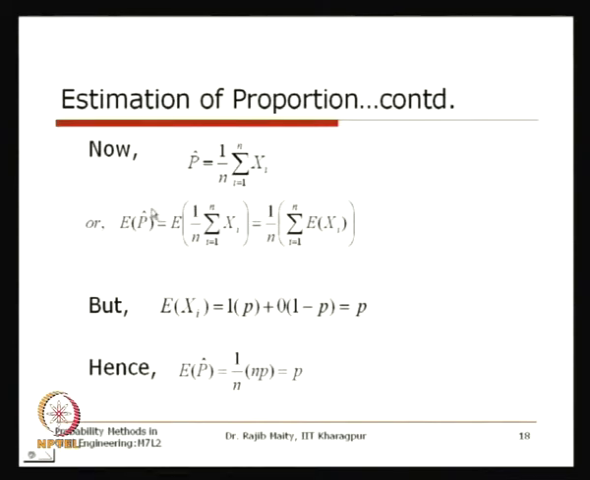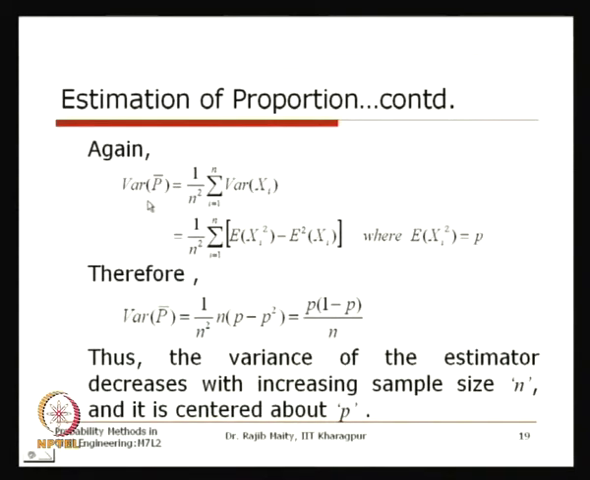Now, the expectation of this estimate is the expectation of 1 by n times the summation of these values, which we can write as the expectation of each and every outcome, which is again a random variable. We know that for Bernoulli trials, each outcome is independent and has the same probability of success, so the expectation of xi is p. So, the expectation of this estimate p cap is 1 by n multiplied by n p. There are n expectations, and all the expectations are p, so this quantity is n p. So, the expectation of this estimate is equal to p.